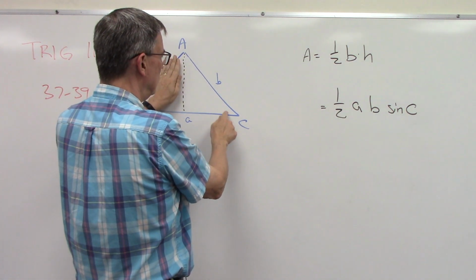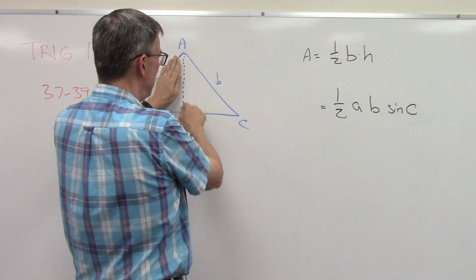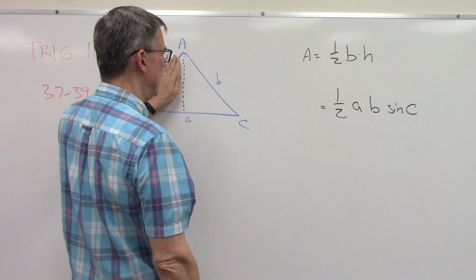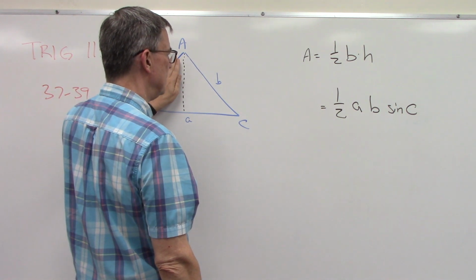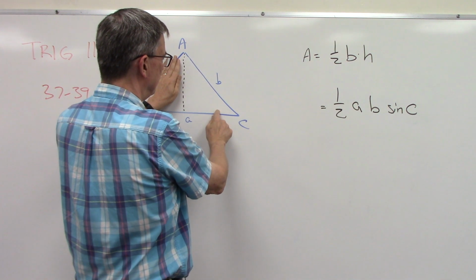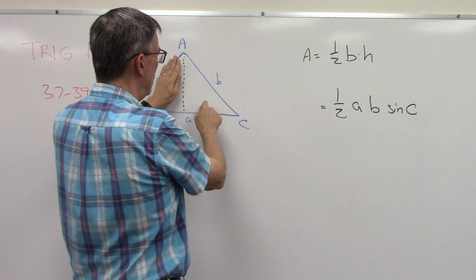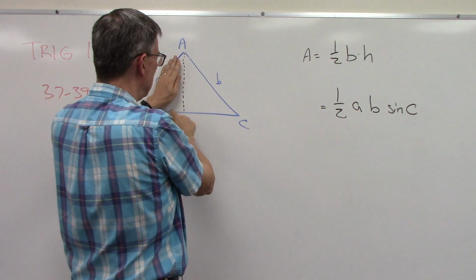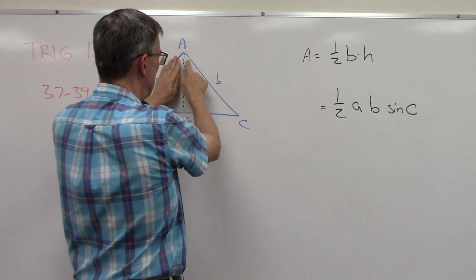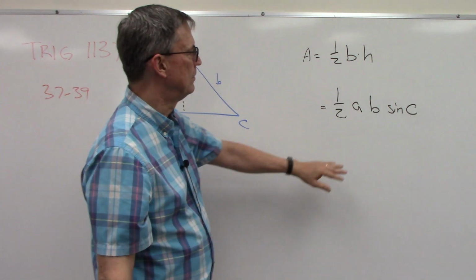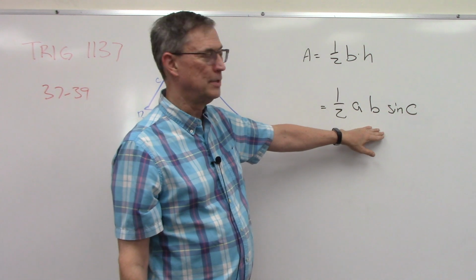And if I know angle C, then I can find this opposite side by multiplying B times the sine of angle C. Okay? Once I do that, B times the sine of C, I'll know what that height is, and then I can multiply the base times that quantity and divide by 2. So really, that's where this formula comes from that they give us.